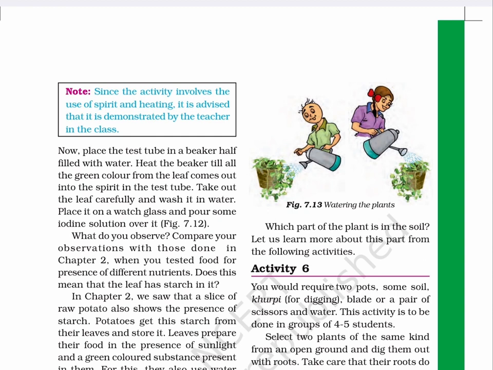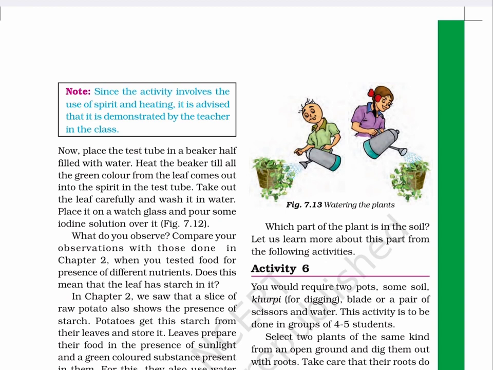Compare your observations with those done in Chapter 2 when you tested food for presence of different nutrients. Does this mean that the leaf has starch in it? In Chapter 2, we saw that a slice of raw potato also shows the presence of starch. Potatoes get their starch from their leaves and store it.